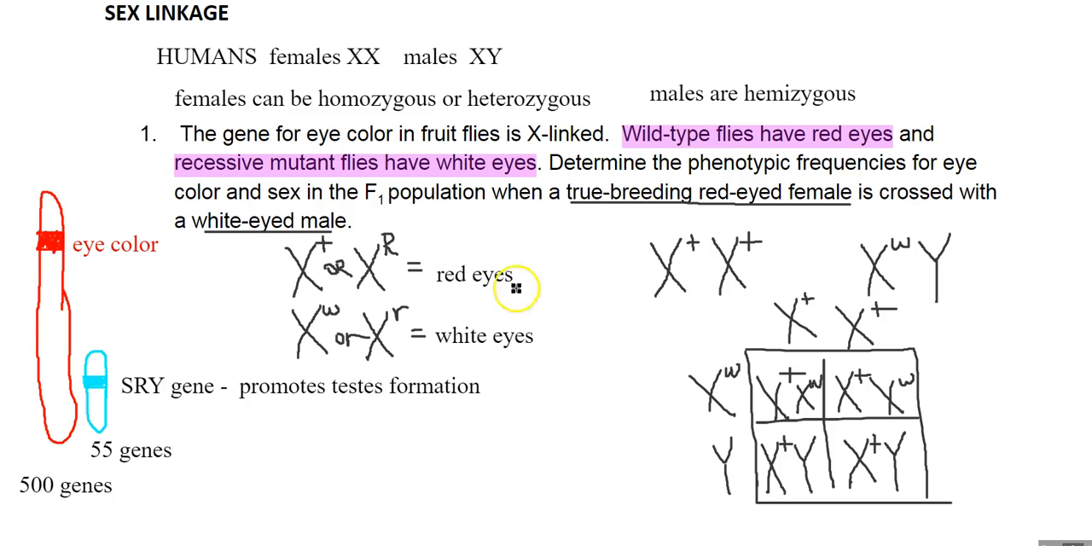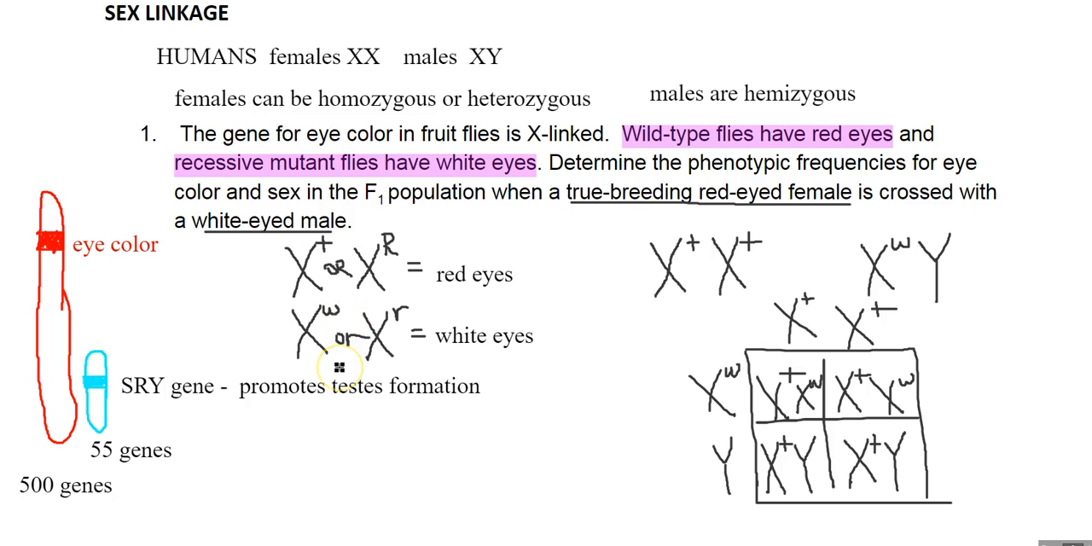I could have used X superscript R to denote red eyes as well, but because the pluses are something that we're unfamiliar with, I chose to use that instead, just to make sure that we are familiar with the two different ways that we can denote something that shows a dominant or wild type allele.